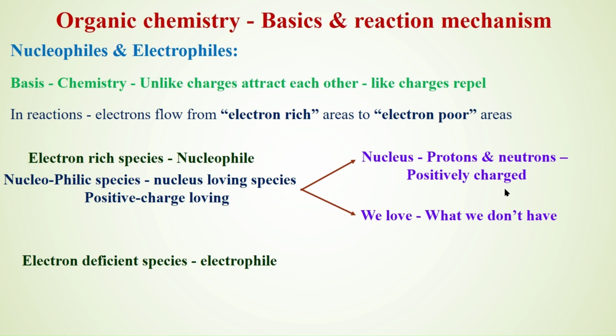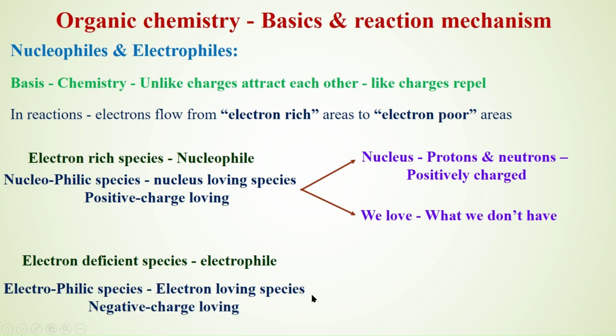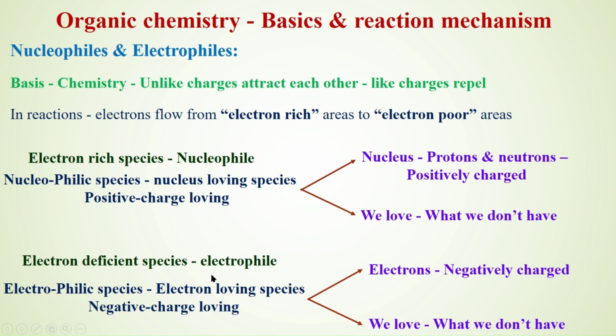An electron deficient species is an electrophile. The name indicates it: electro represents electron, philic means loving. Electron loving species. Why is it an electron loving species? It's because it is electron deficient in nature. Electrons are negatively charged, and that's why, as it is electron deficient, an electrophile loves negatively charged species. This is a negative charge loving species. Again, it indicates we love what we don't have.